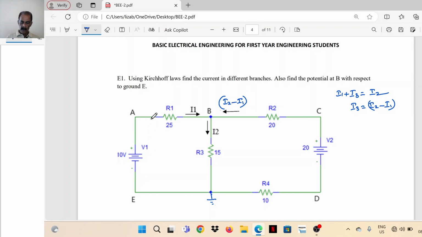So current through R1, the 25 ohm resistor, is I1. Current through R3 is I2. Then two more resistors are there, R2 and R4. Current through R2 is I2 minus I1. So current through R4 is also I2 minus I1.